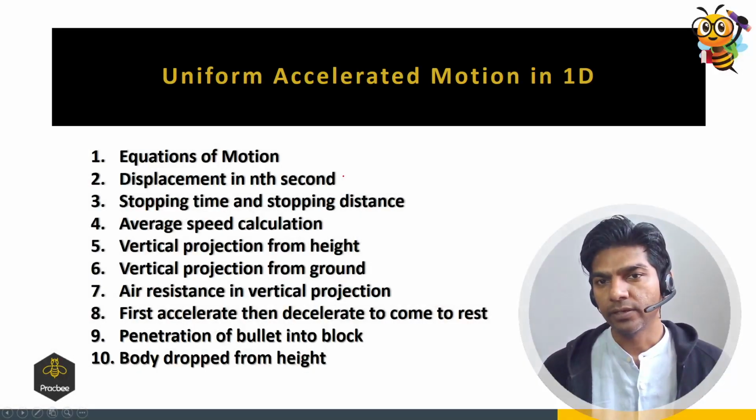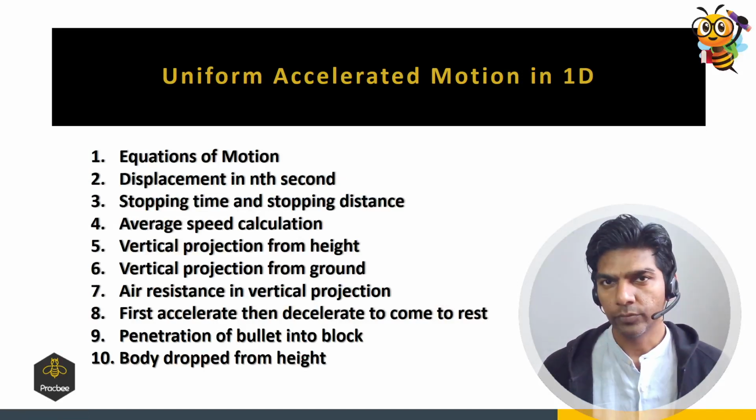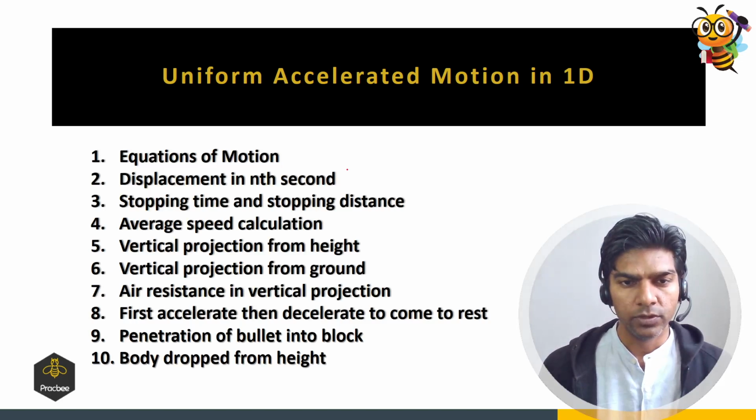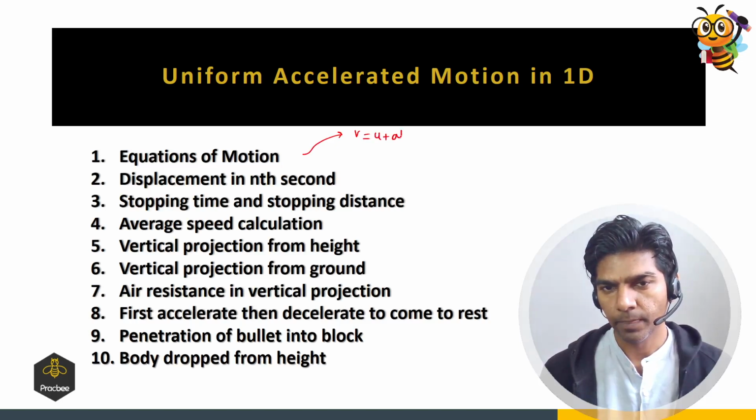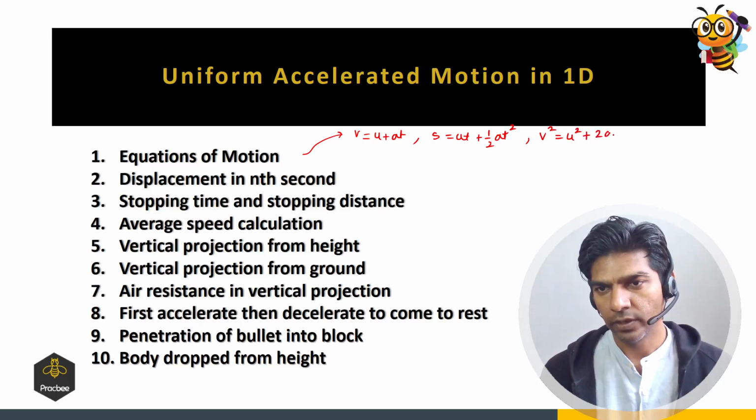So in uniform accelerated motion, there can be around 10 problem types. So let us study these problem types one by one. So the first problem type is based on equations of motion, where you must remember the three formulas: v equals u plus at, or s equals ut plus half at square, and v square equals u square plus 2as.